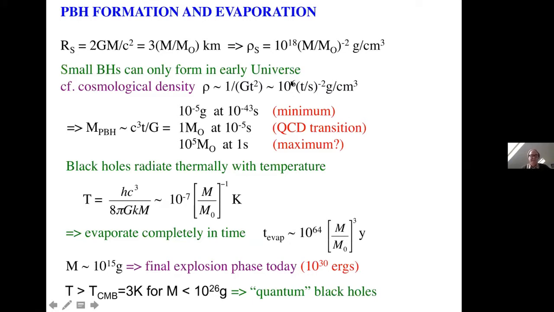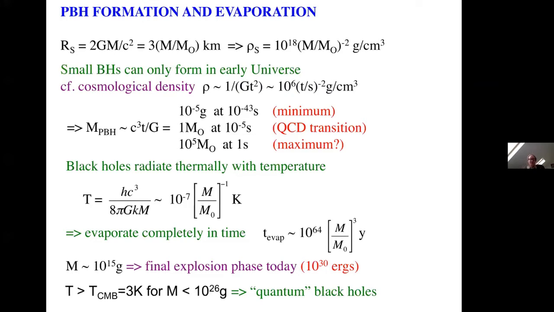As you've heard many times, black holes of arbitrarily small mass can form in the early universe, and they naturally have a mass which is of order the horizon size when they form, which would go down to 10 to the minus 5 grams if they formed at the Planck time. But at the QCD epoch, it would be 1 solar mass, but they might in principle form as late as 1 second, so it could be as high as 10 to the 5th solar masses.